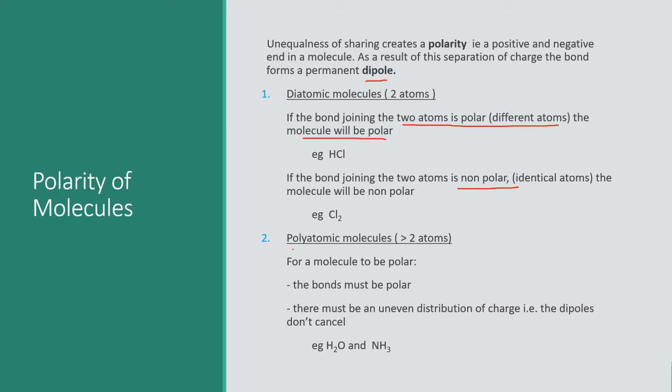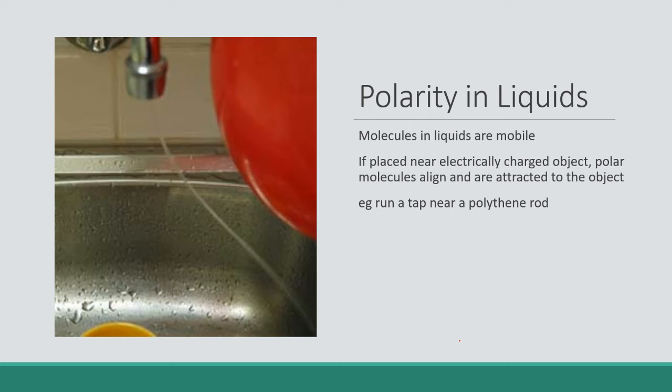It gets a little more complicated when we look at polyatomic molecules, where there are more than two atoms. We must have at least one polar bond and there must be an uneven distribution of charge. If the molecule is asymmetrical, then the dipoles on each bond don't cancel each other out, and you end up with one side of the molecule having a dipole. Now, it's really interesting when you come across these polar molecules and they form polar molecular substances, then they have charge.